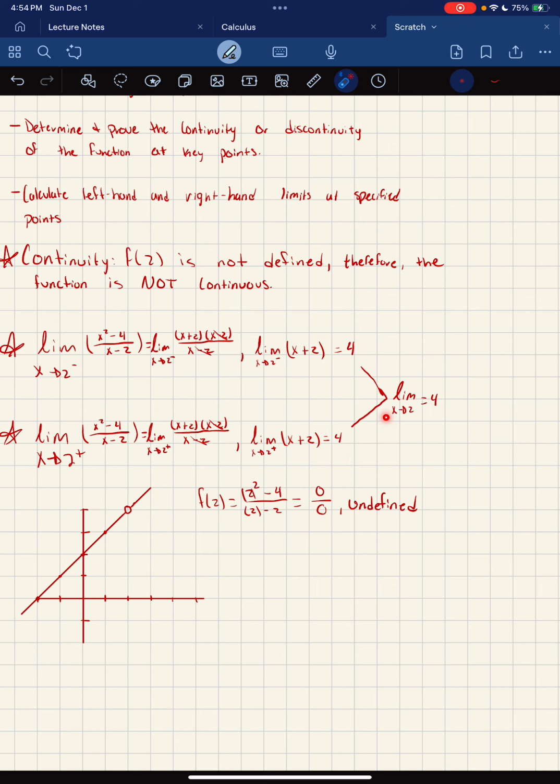so my limit of f of x as x approaches 2 is 4. Okay, I did draw out my graph right here, and as you can see, there's a hole at 2, right? So when I plug in 2 to my original function, you are left with 0 over 0, which means it's undefined.